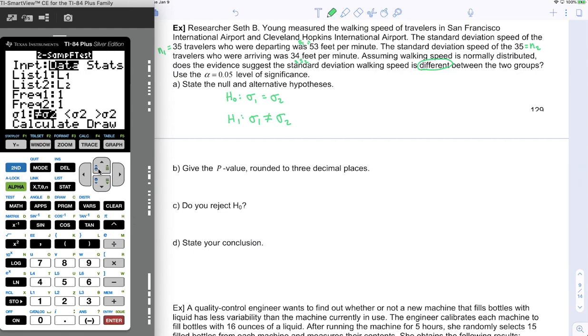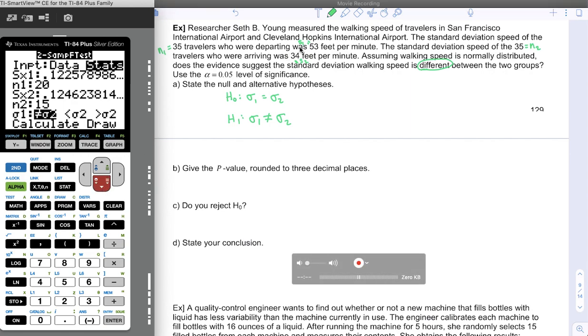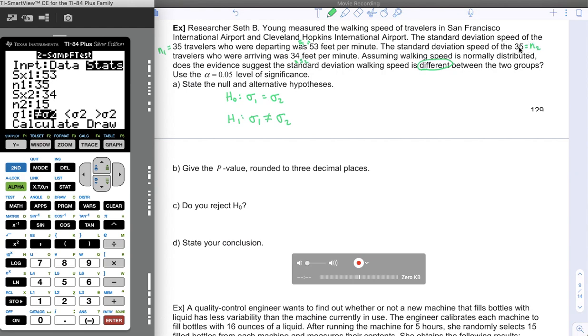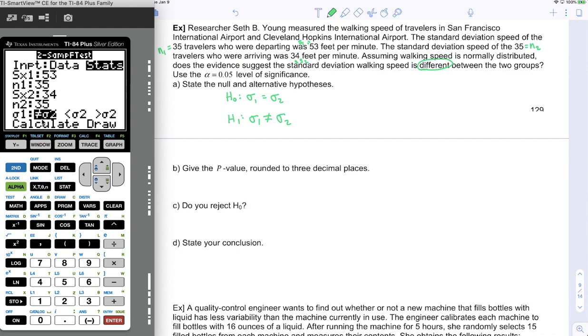And we are given the input choice of data or stats. Well, in this problem, I'm given stats. I've been given values of S. So S1 is the first standard deviation. I labeled that. That's 53. N1 is the first sample size. I labeled it right here. It's 35. S2 is the second standard deviation, which is right here, 34. And then N2 is the second sample size, which I have right up here. It's also 35. And then we're doing the not equal to hypothesis. That one's already selected on mine, so make sure it says that on yours.